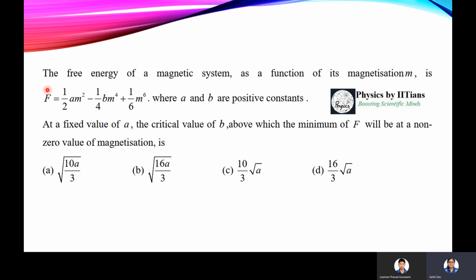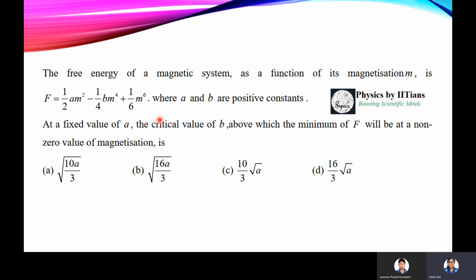And the next question is: the free energy of a magnetic system as a function of its magnetization m is F equals half a m square minus 1 by 4 b m to the power 4 plus 1 by 6 m to the power 6. A and B are positive constants. Now at a fixed value of A, the critical value of B above which the minimum of F will be at a non-zero value of magnetization is how much?